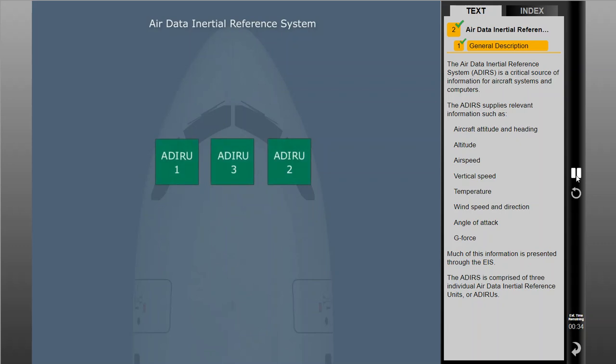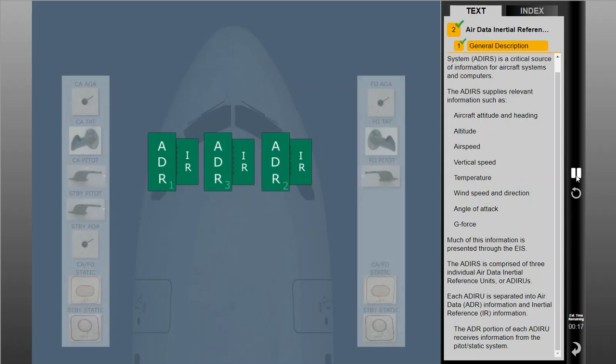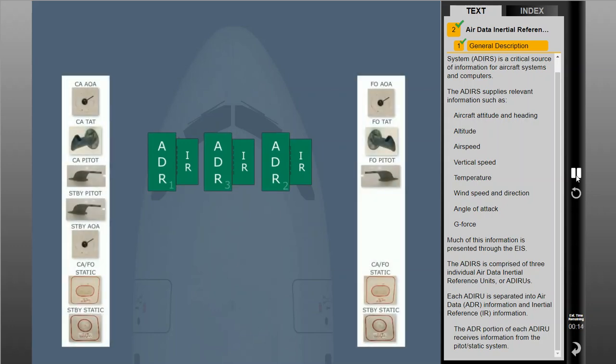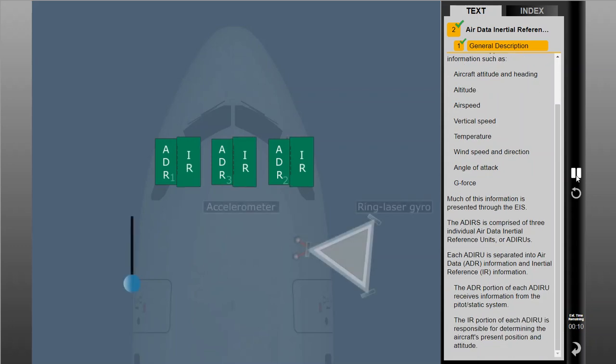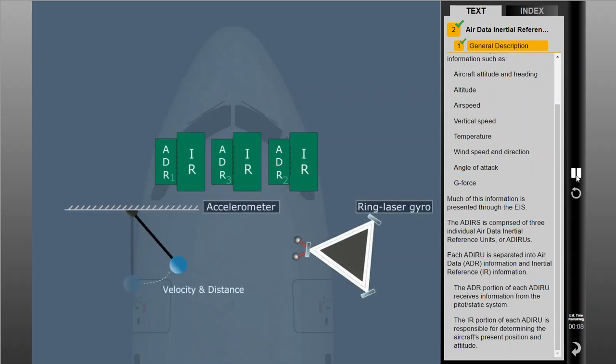The ADIRS is comprised of 3 individual Air Data Inertial Reference Units, or ADIRUs. Each ADIRU is separated into Air Data Reference Information, ADR, and Inertial Reference Information, or IR. The ADR portion of the ADIRU receives information from the pitot-static system. The IR portion of each ADIRU is responsible for determining the aircraft's present position and attitude.